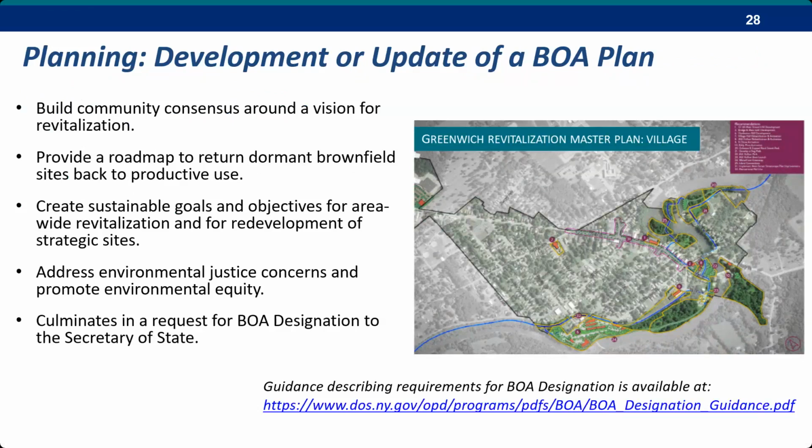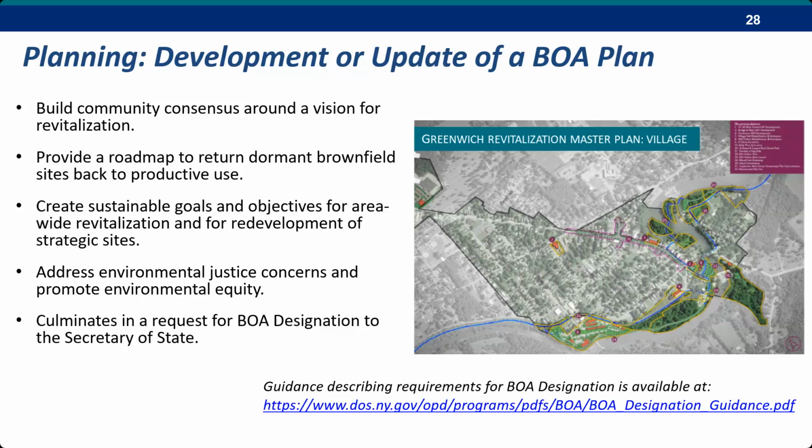The second activity is planning, the development or update of a BOA plan. Eligible entities may apply for funding to complete a BOA plan or update an existing BOA, a designated or non-designated BOA plan, to include all elements necessary to support a request for designation of the BOA by the Secretary of State. A BOA plan is an area-specific plan that expresses a long-term vision for the community's revitalization and strategies for the redevelopment of an area affected by a concentration of known or suspected brownfields.